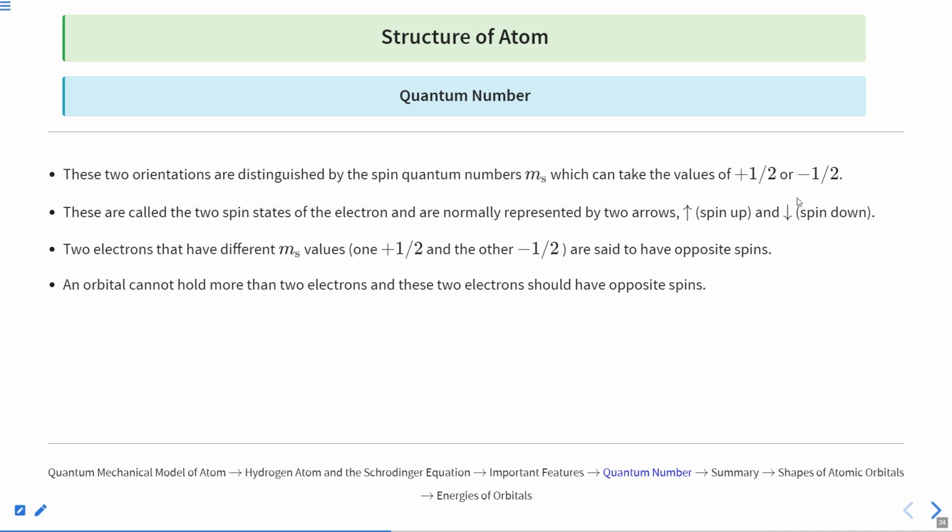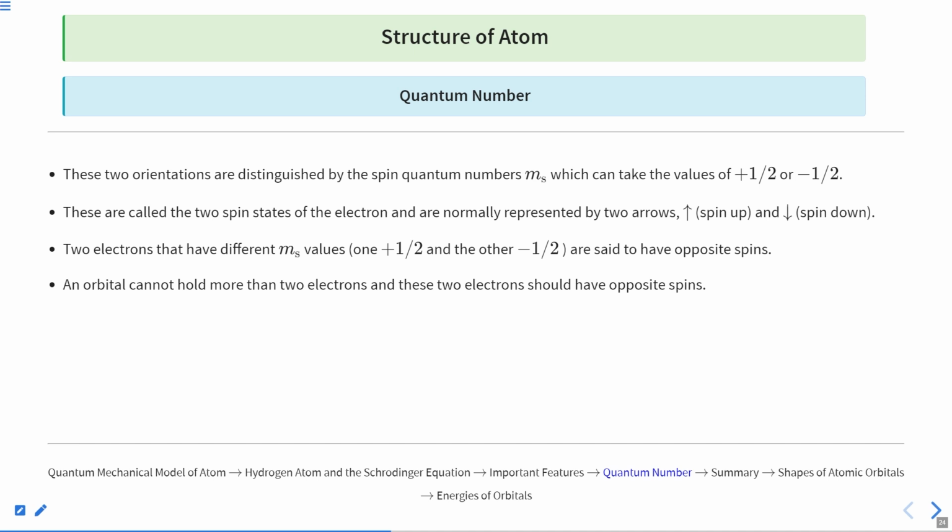If you have a value of minus half, it is represented as pinned down, right? So an orbital cannot hold more than 2 electrons. So if you are asked in the question what is the number of electrons in this orbital or that orbital, you will always answer 2. So you don't have to get confused that since it is of a higher shell, it will change. Okay, you don't have to think about it.